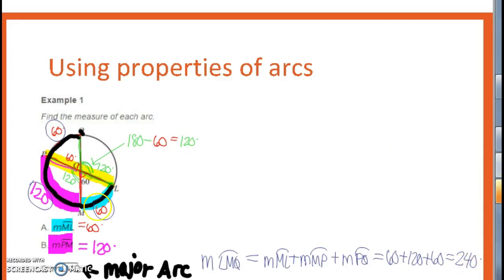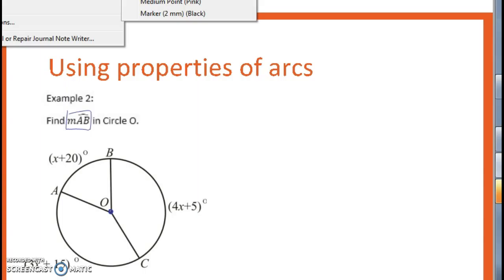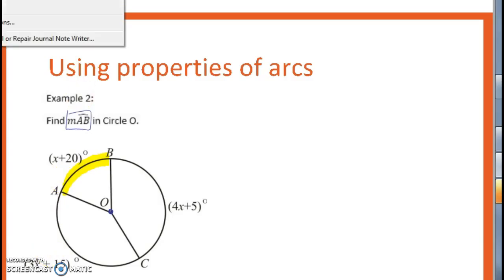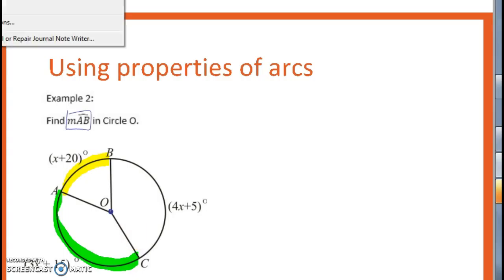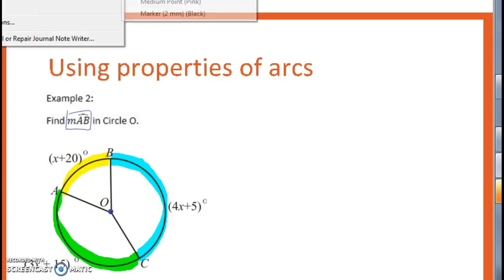All right, let's try one more set of problems. In this example, we are given circle O, named by the center here, and we want to find the measure of arc AB. Now notice I have 3 big arcs going around this circle. I have AB, I have AC, and I have BC. And these 3 arcs make a full circle. So I know in a full circle there are 360 degrees.